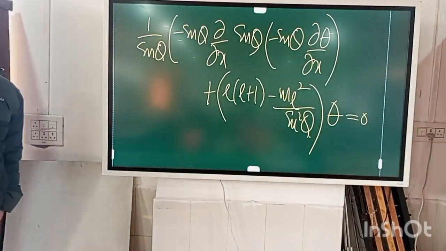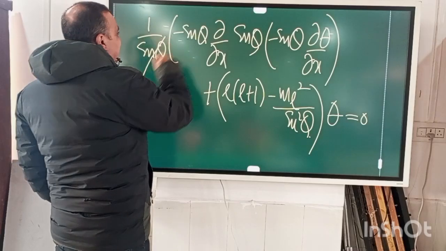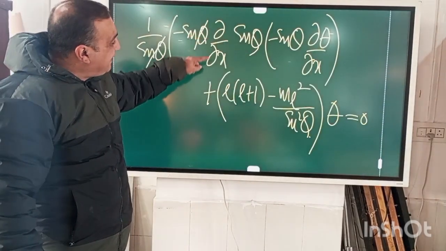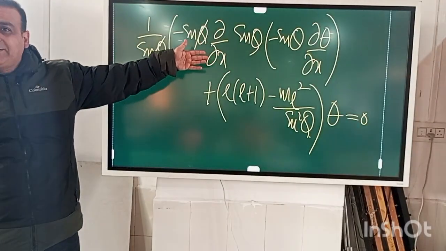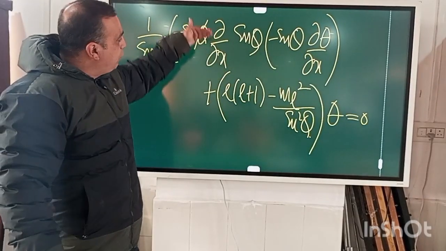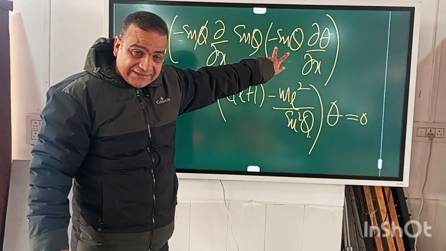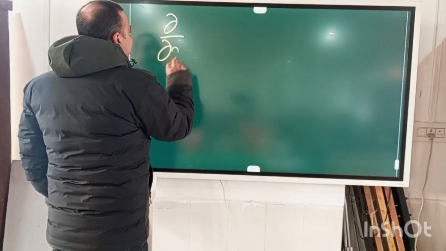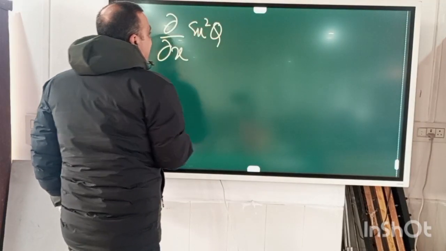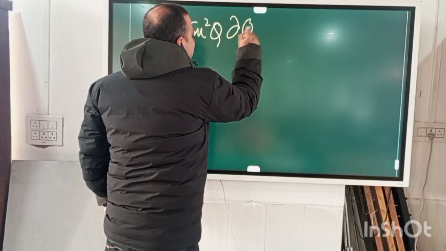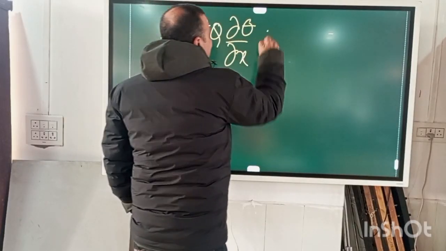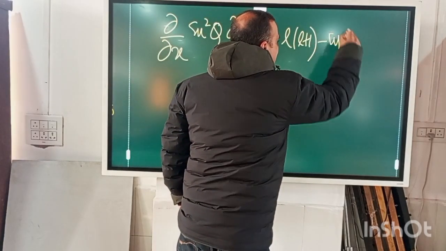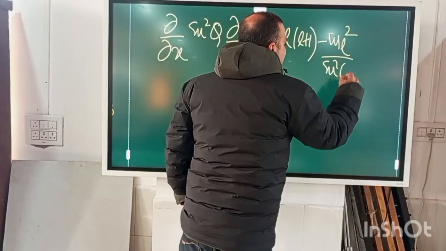Is it fine up to here? Any cancellations? You can see this sine theta and sine theta will go. Minus will make plus with that minus. Then you have dou by dou x. Now you see you have exactly transformed it from theta to x. So you have dou by dou x of sine squared theta, then dou capital theta by dou x, then plus L times L plus 1, minus M L squared by sine squared theta.